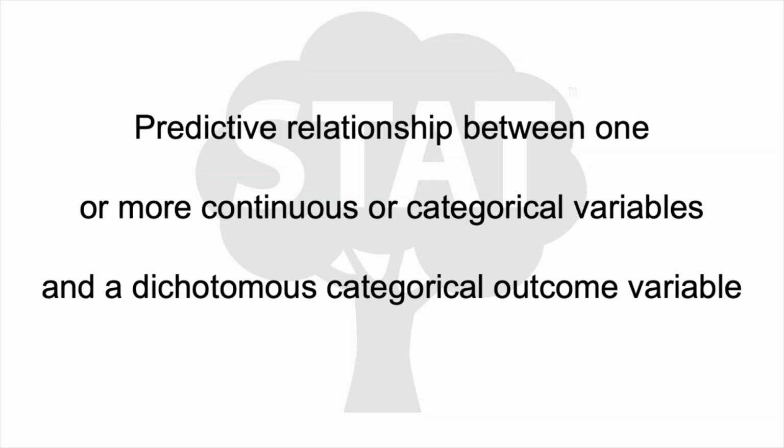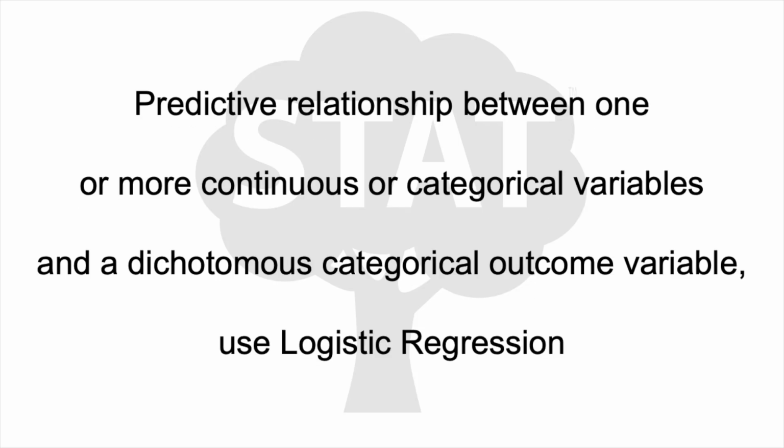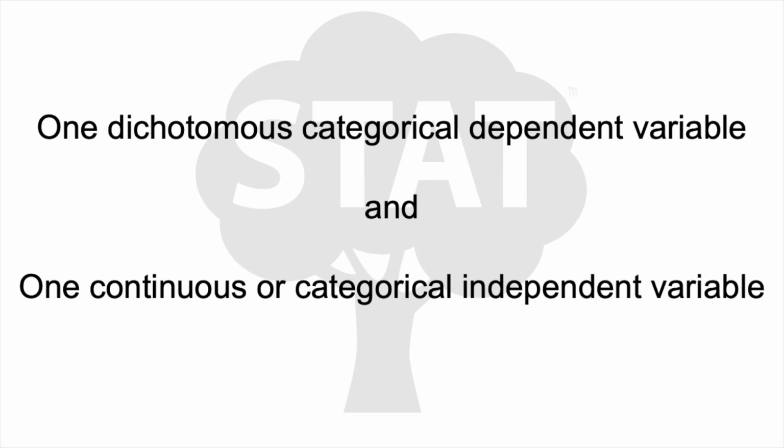To test whether one or more continuous or categorical variables can predict the likely outcome of a dichotomous variable, the logistic regression would be appropriate. You will need one dichotomous categorical dependent variable and at least one continuous or categorical independent variable in order to run this test.